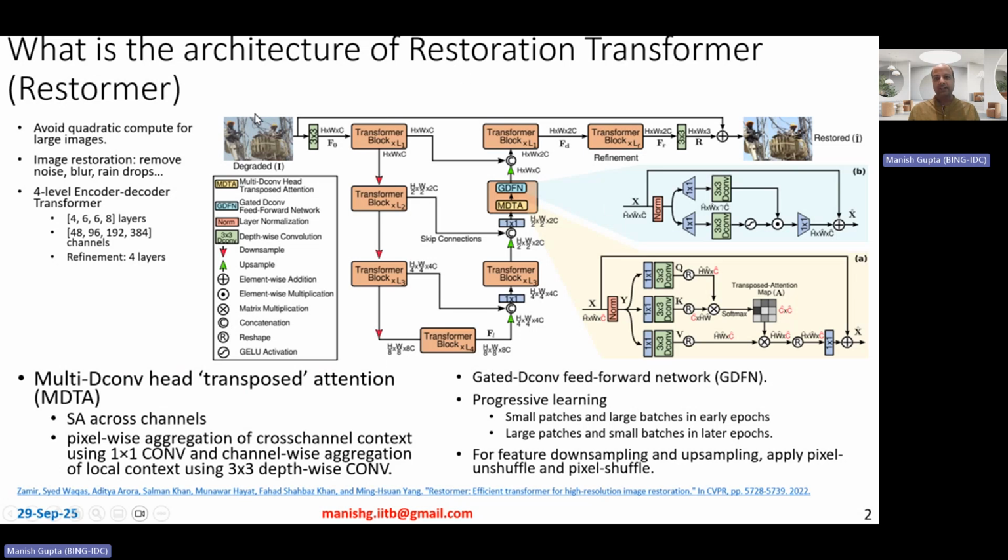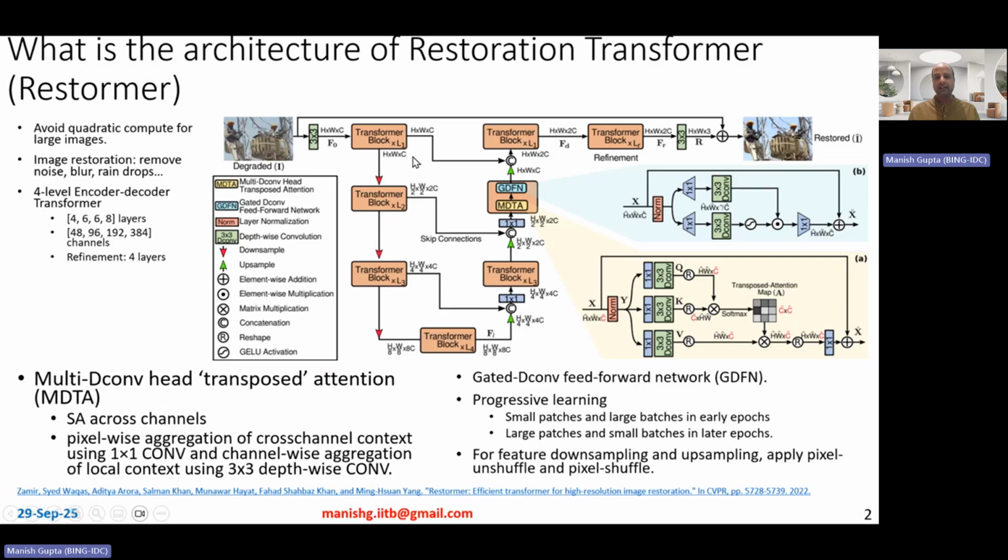So let's look at the input and output first. The input is the degraded image. The output is the restored image. As you can see, it actually has slightly better quality than this one. I'll show you more examples in the next few slides. Since the input and output are of the same size, it has to be an encoder decoder transformer. So it uses a 4-level encoder decoder transformer.